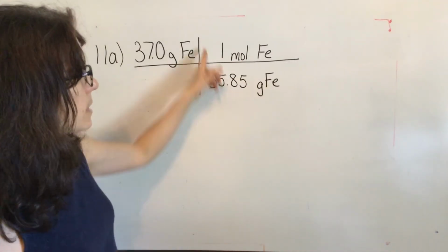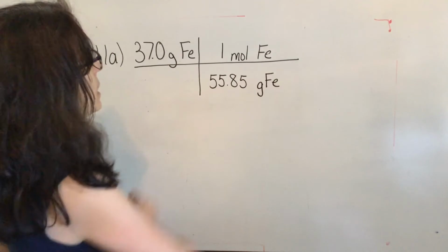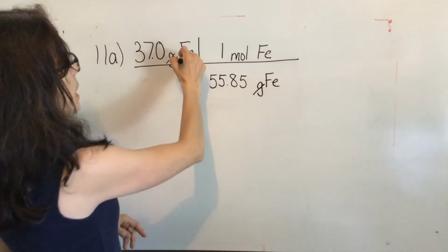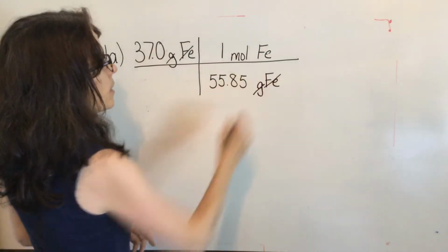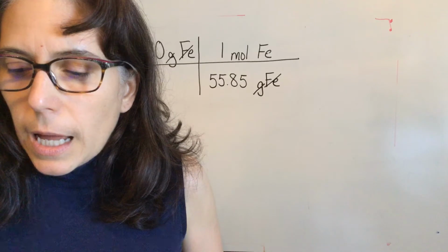So this is a true statement about iron, about the mass of a mole of iron, and it will cancel out. Grams and grams cancel out. The substance, iron and iron, cancel out. So we know we have a good setup. 11B.